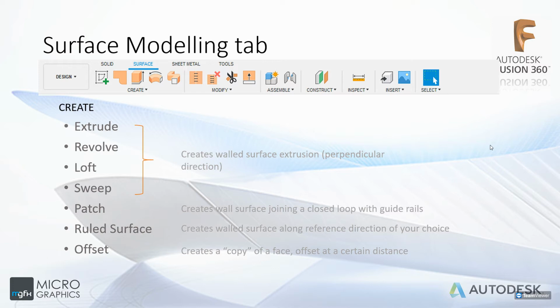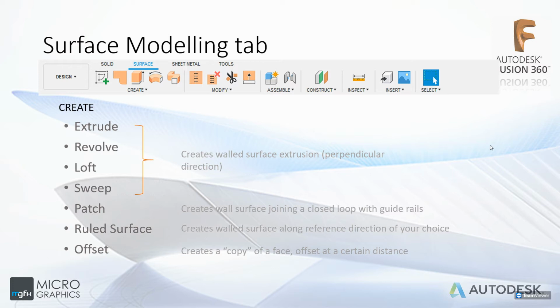Patch creates a wall surface joining a closed loop, and you can use guide rails to define exactly how that closed loop interacts with the third dimension. So instead of just making a circle and having that flat piece of circle be a thin wall, you can guide the third dimension to maybe make perhaps an oval or a curve shape of that circle in the third dimension. Okay.